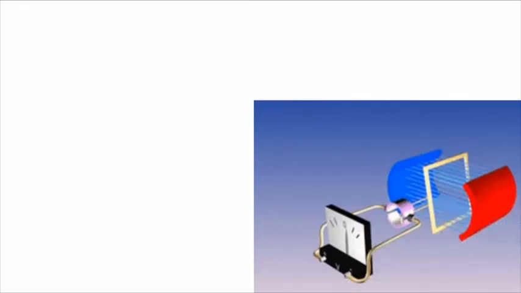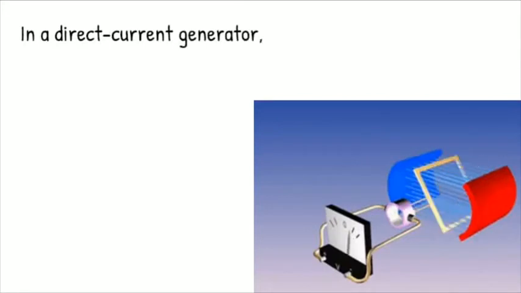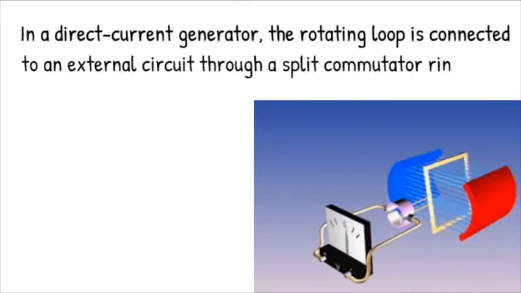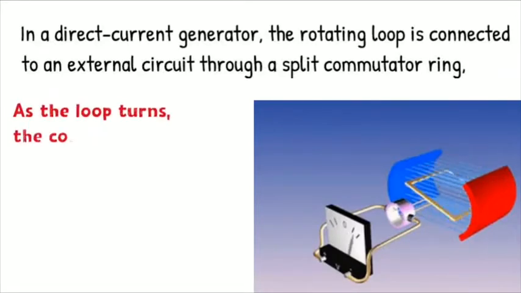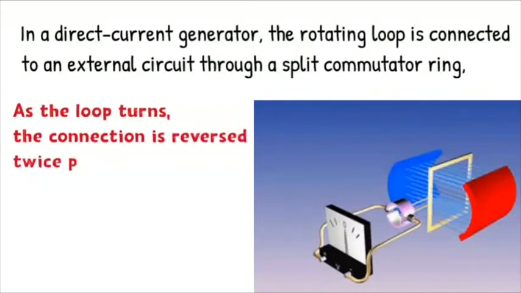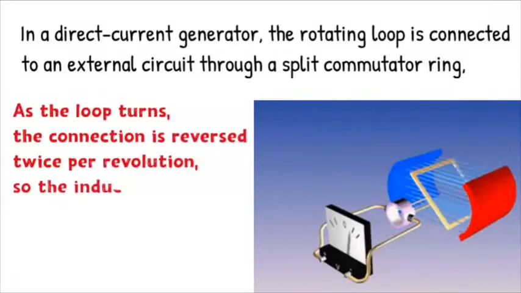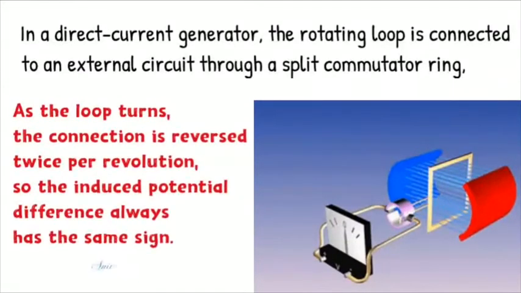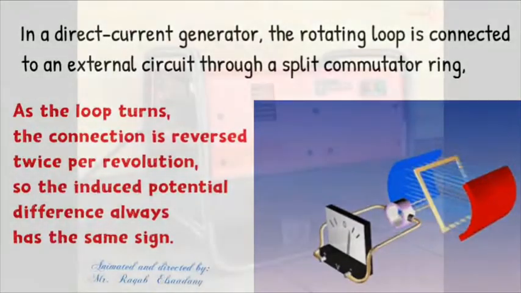In a direct current generator, the rotating loop is connected to an external circuit through a split commutator ring. As the loop turns, the connection is reversed twice per revolution. So, the induced potential difference always has the same sign.